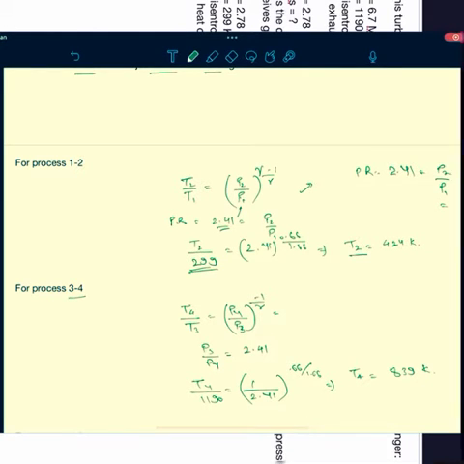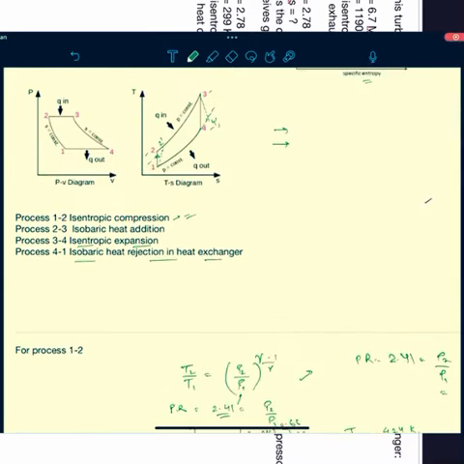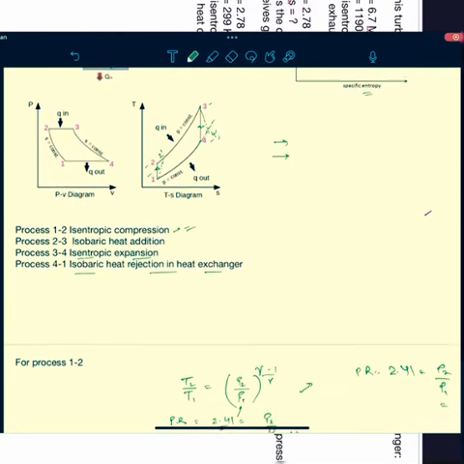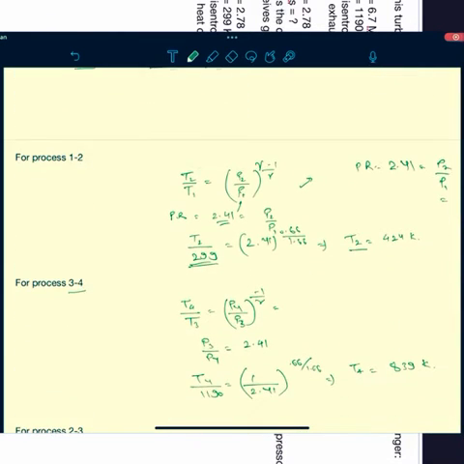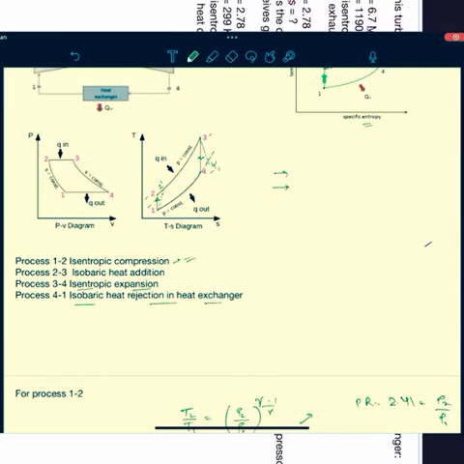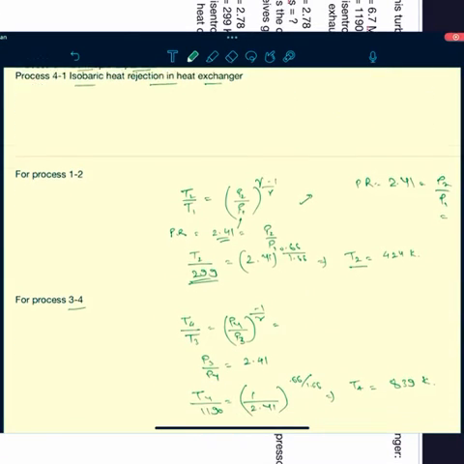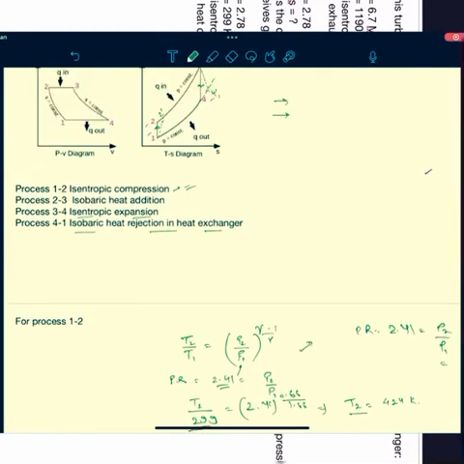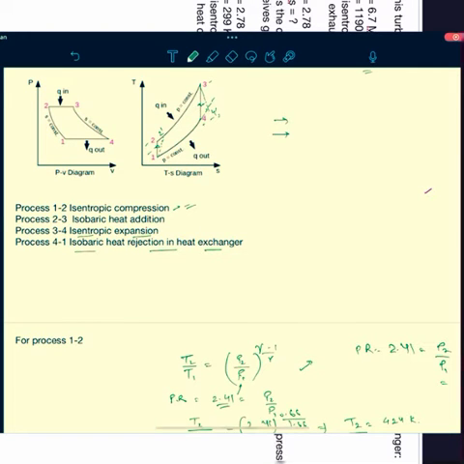Similarly, this is our process 3 to 4, and this process 3 to 4 is in the turbine. So I can write T4 by T3 is equal to P4 by P3 raised to power gamma minus 1 upon gamma. Similarly, P3 upon P4, the pressure ratio, is given as 2.41. I can find out T4 here. So I have found two temperatures, T2 and T4.